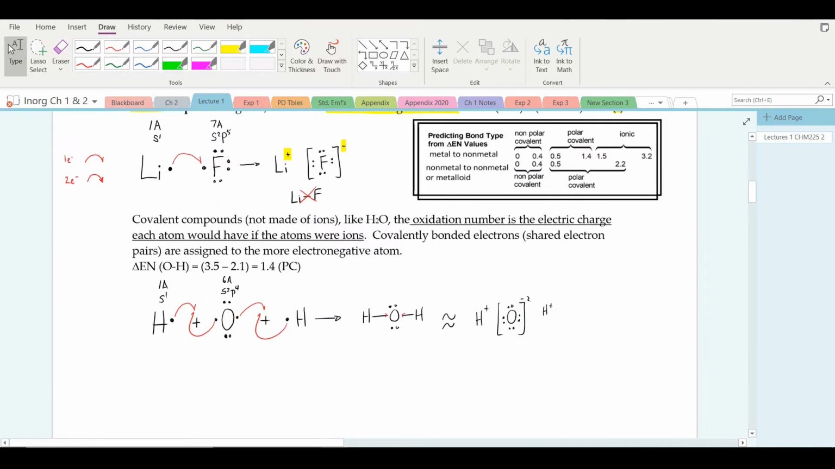So that's the concept. But that would be really tedious to have to do that every time we want to figure out the oxidation number on an atom, and we need them all the time in chemistry. We really need to know that. There's an easier way to do that.